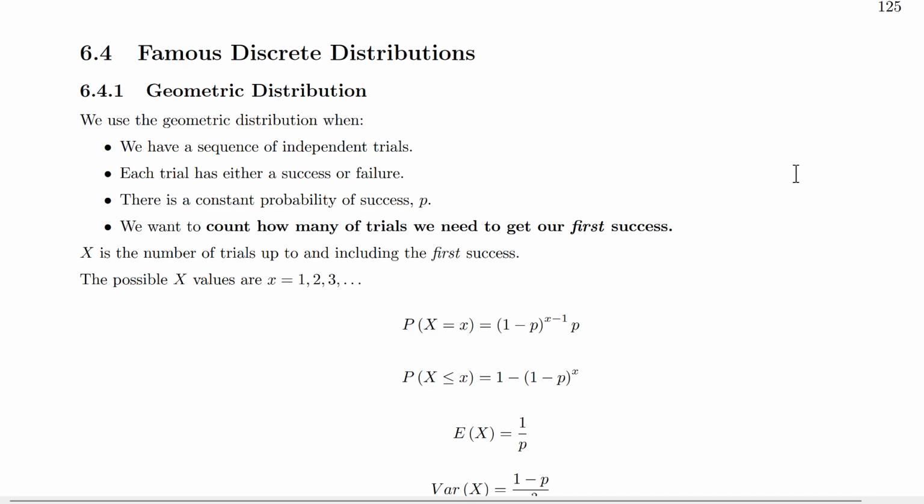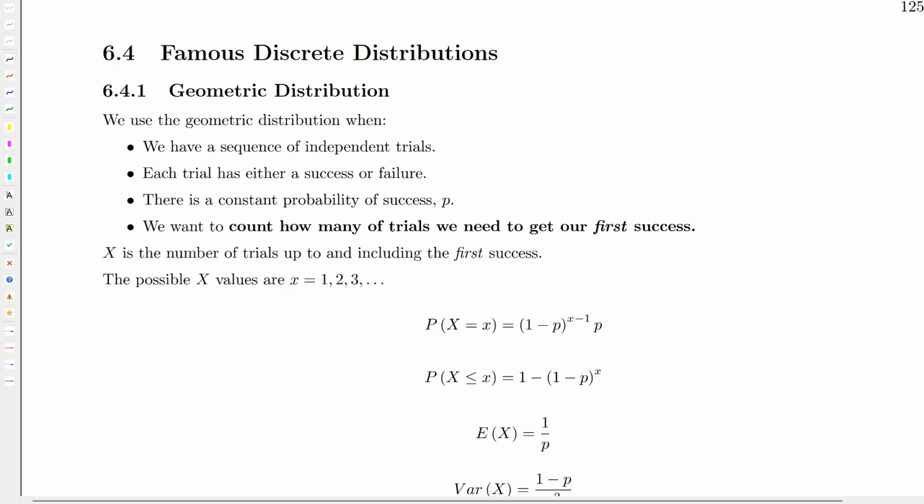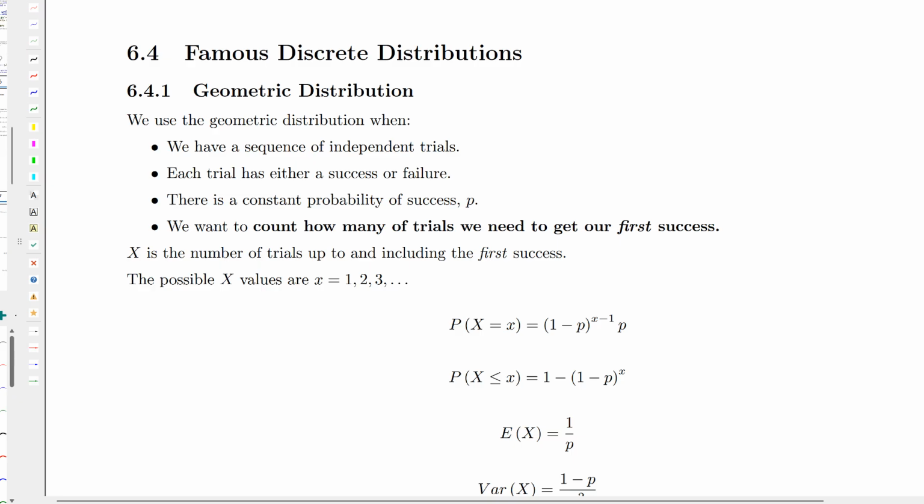There are some situations that come up with our discrete distributions that are so common that people name them. So the first one is the geometric distribution. We use the geometric distribution when we have a sequence of independent trials, so each trial doesn't affect the other one. Each trial has either a success or a failure, so there's only two options. Okay? And there's a constant probability of success, P. And here's the main part, is we want to count how many trials we need to get our first success.